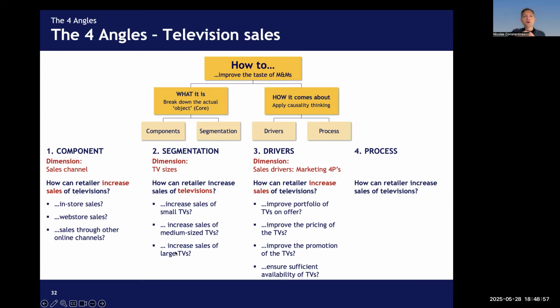It's a translation of product for a retailer. The pricing of the TVs, the promotion of the TVs, and then sufficient availability of TVs. That's the translation of place for a retailer. Yeah? For a retailer who already has its stores in a fixed place. So anyway, that could be another way we look at it.